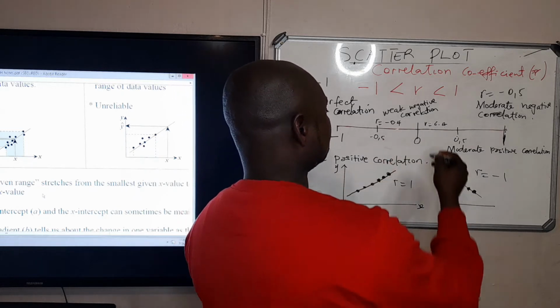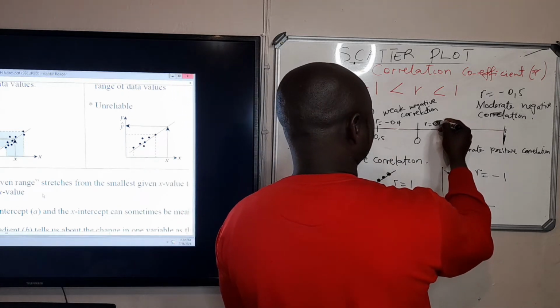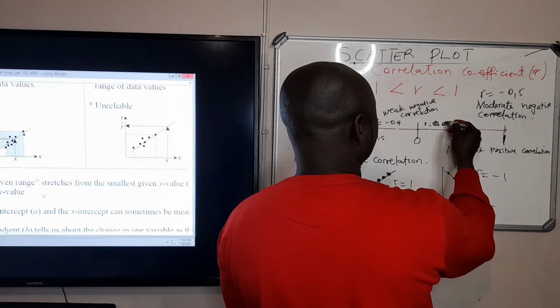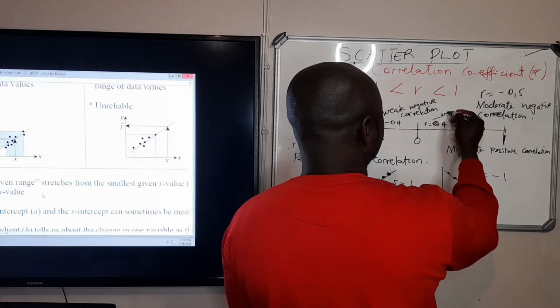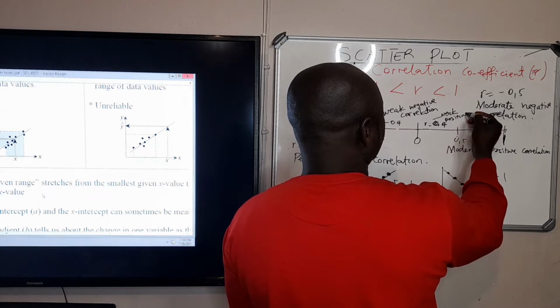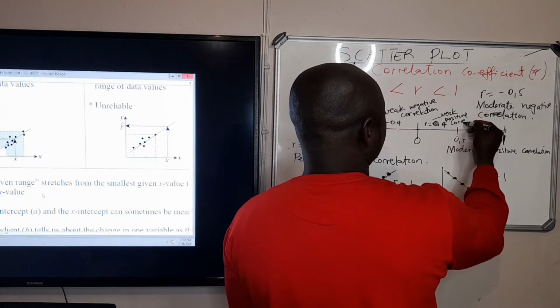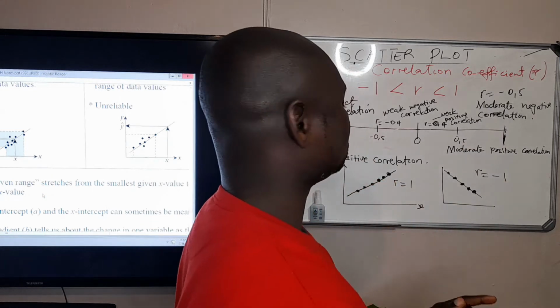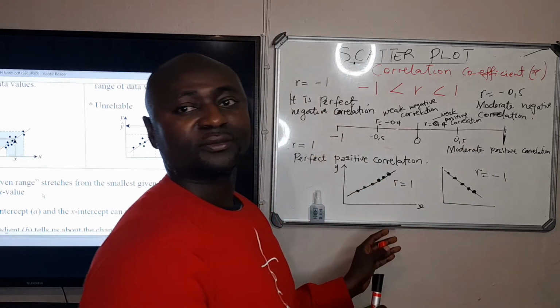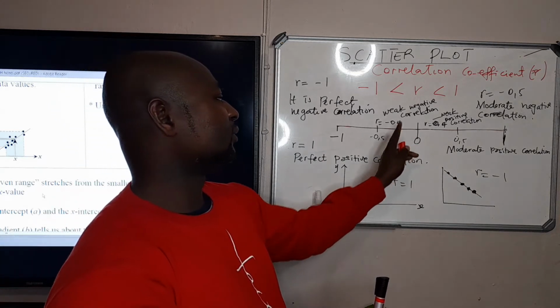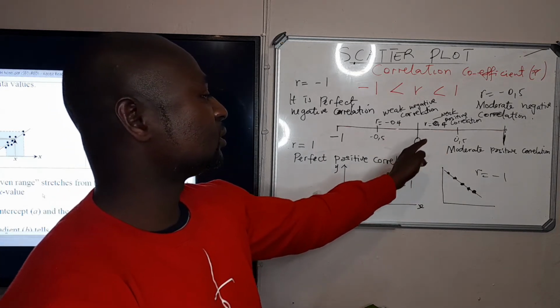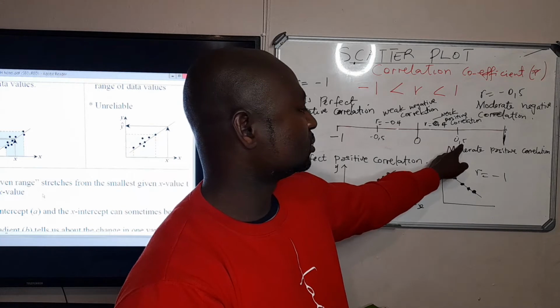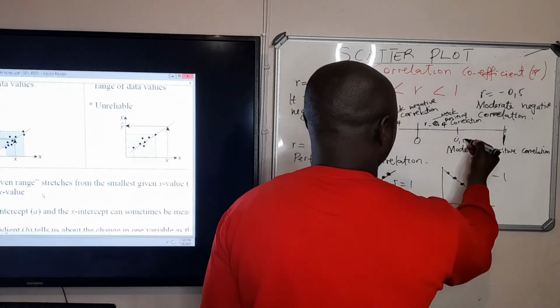And then if it is a positive answer, which is before it reaches 0,5, you can say weak positive correlation. So we got weak negative, that is numbers between 0 to 0,5, is weak negative correlation. Weak positive correlation, numbers between 0 to 0,5.